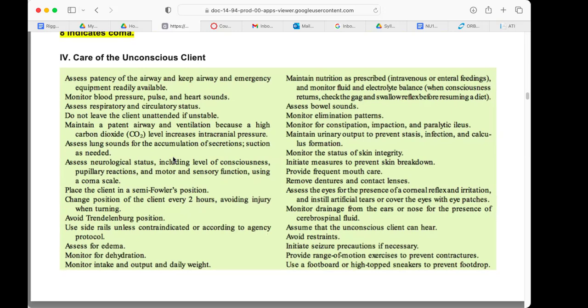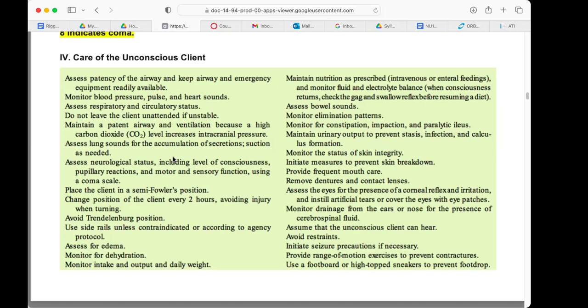So when you're caring for an unconscious client, your number one priority is airway, okay? So make sure you write this down. When someone is unconscious, they cannot protect their airway. So like you and me right now, I'm awake, and if somebody was to stick something down my throat, I would gag, I would cough, right? So that's my body's way of protecting my airway. But I'm awake, I'm conscious, I can do that.